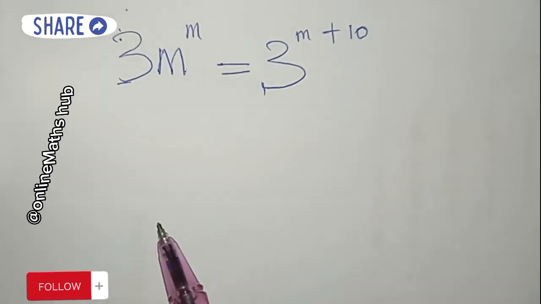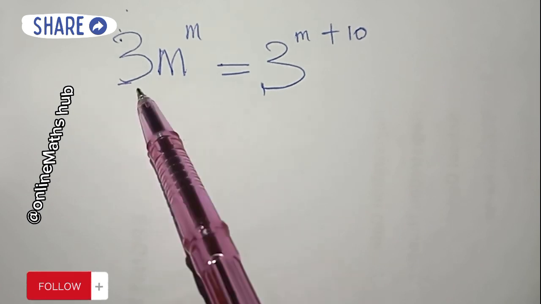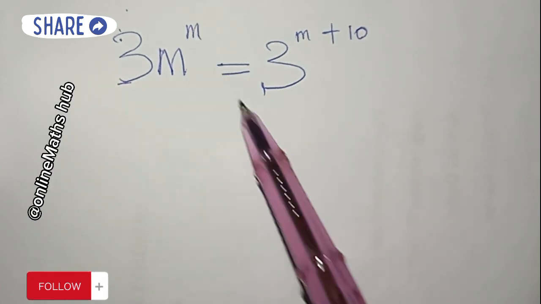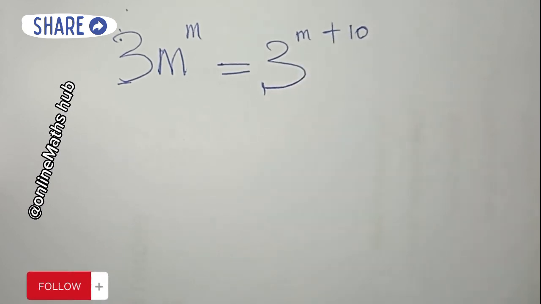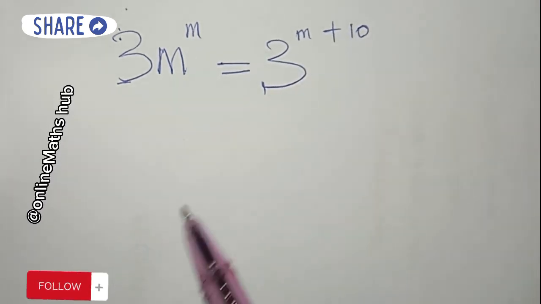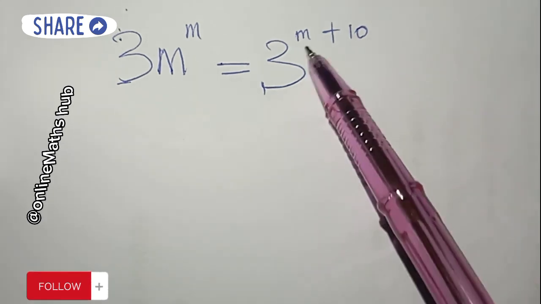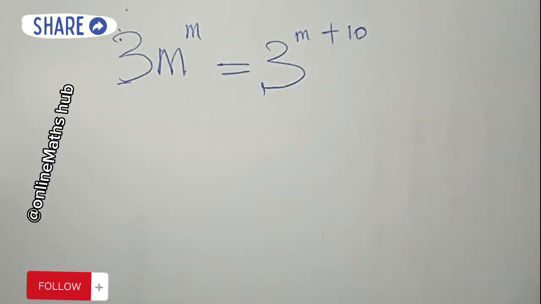We have this problem right here to solve, and so this is 3m power m is equal to 3 power m plus 10. So how are we going to be solving this to ascertain the value of m that actually satisfies this problem? That is what we're going to be doing in this video.